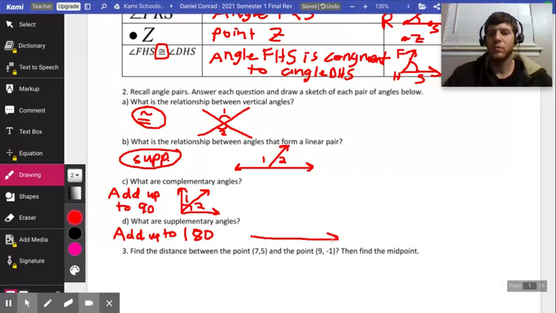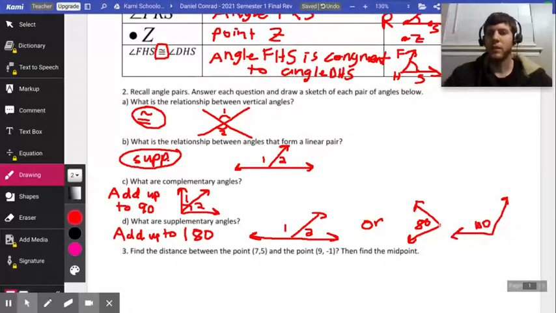So we can just draw an example of a linear pair here again. Linear pairs have to be adjacent and supplementary. So we could have two supplementary angles here that were not linear pairs. For example, if this is 80 degrees and this is 100 degrees, these would be supplementary, but they wouldn't be a linear pair. These would be supplementary and a linear pair.